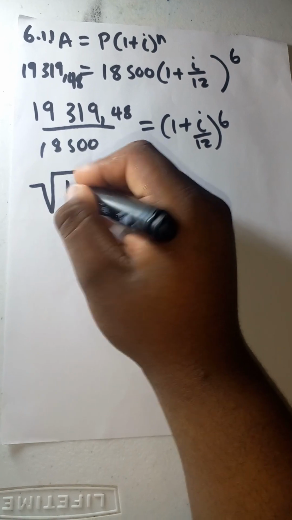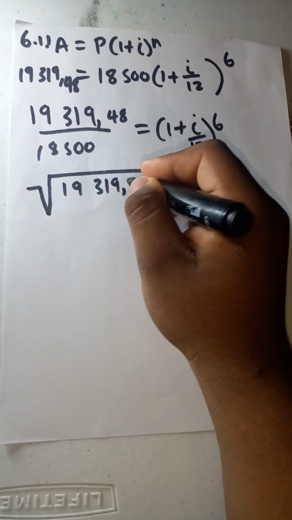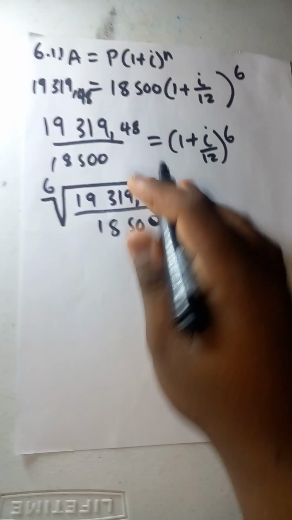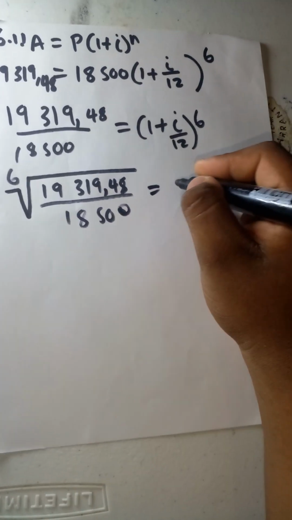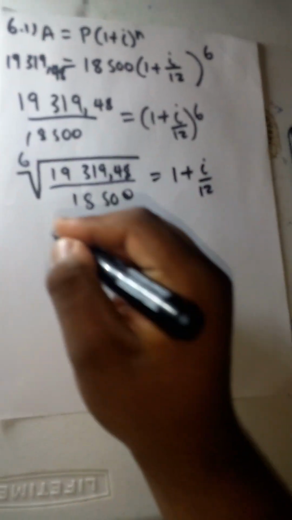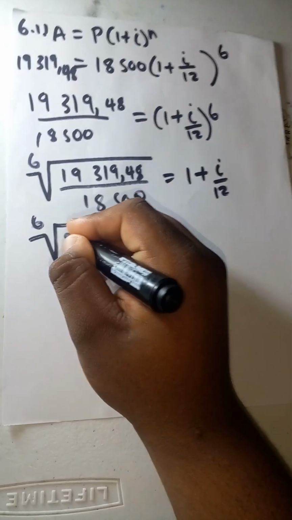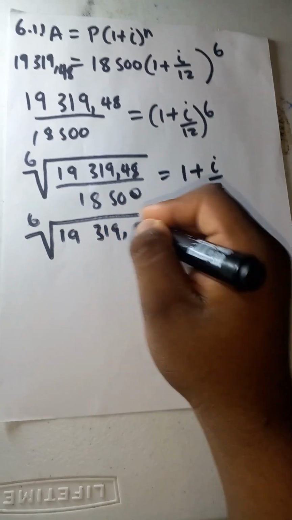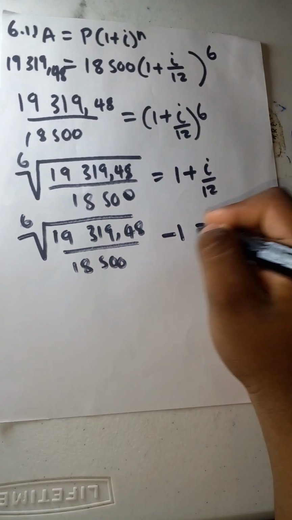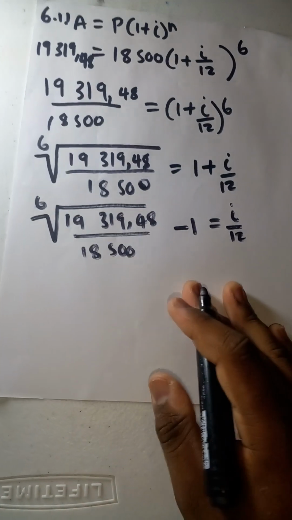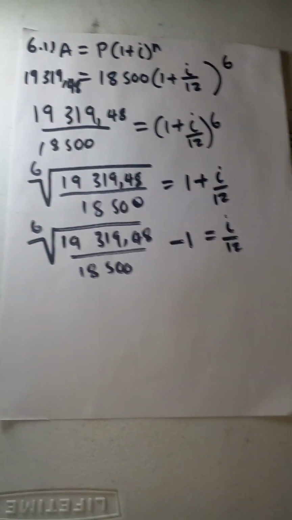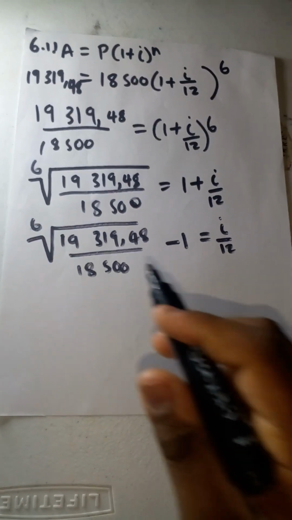Now we are going to find the 6th root of 19,319.48 over 18,500, because I want to remove that power. So this side will be left with 1 plus i over 12. Then I write the 6th root of 19,319.48 over 18,500 minus 1, which is equal to i over 12. The reason I'm not promoting the decimals is because if you make a single mistake, it is chai. So I prefer this method.